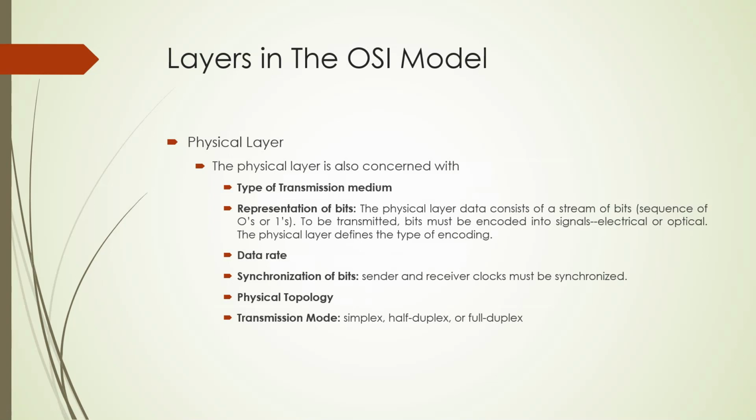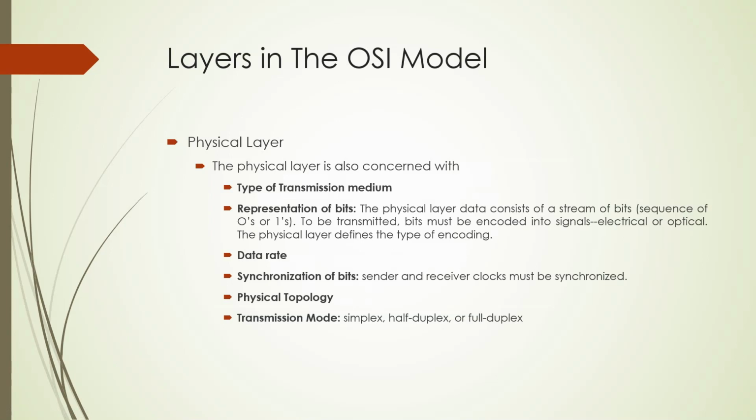So the physical layer will define the type of encoding. Now there are various types of encodings that we will study, like Manchester encoding, NRZ encoding, and these kinds of things. We will study these encoding schemes in the later half of the session. It is also concerned with the data rate, right? Which means at how much speed the data will go from the sender to the receiver. So that is also a concern of the physical layer.